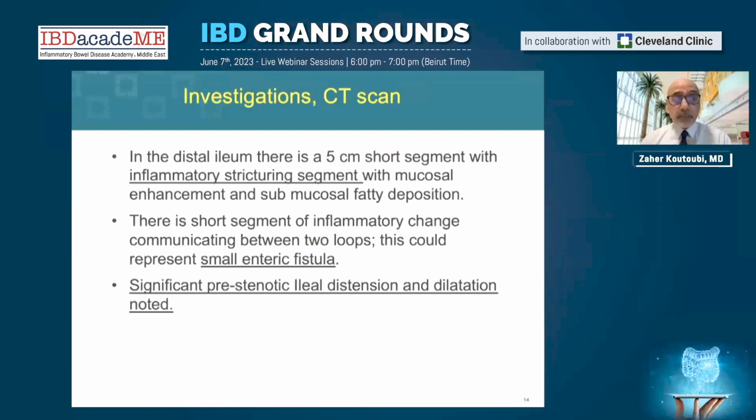Also, we usually do either an MR enterography or a CT enterography. In the distal ileum, there is a 5 centimeter short segment of what was described as an inflammatory stricturing segment with mucosal enhancement and submucosal fatty deposition. Also, there is a short segment of inflammatory change communicating between two loops, which could represent a small enteric fistula. And also there was significant pre-stenotic ileal distension and dilatation.